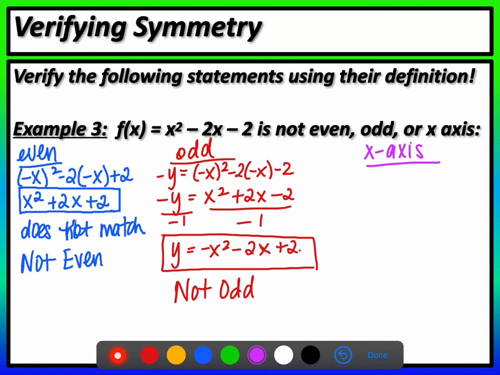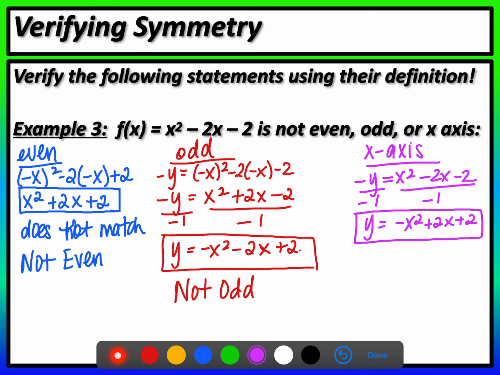All right, the last is x-axis. For x-axis, we switch to a negative y, but everything else stays the same. So all I would have to do is divide by negative 1 in order to try and simplify. But the signs here do not match. So this is not x-axis. So what does that mean for this function? All it means is it does not have symmetry.